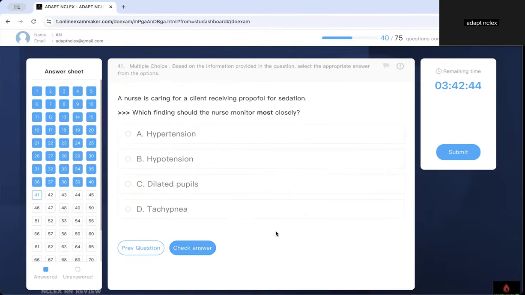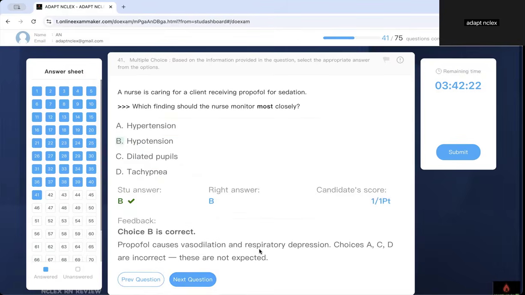Hypertension, hypotension, dilated pupil, and tachycardia. If you've had surgery before, people have talked about it. Propofol lowers your blood pressure. It causes vasodilation, and it causes respiratory depression. What answer choice do you see over there? Which one are you going to pick? I know you watch Adapt NCLEX and you know the right answer. Not hypertension.